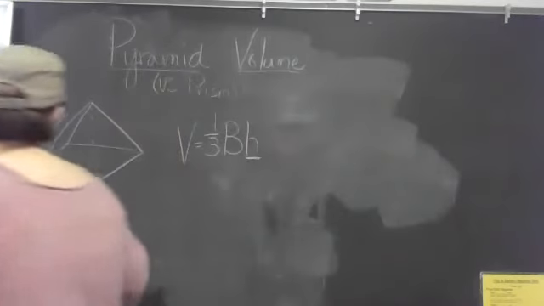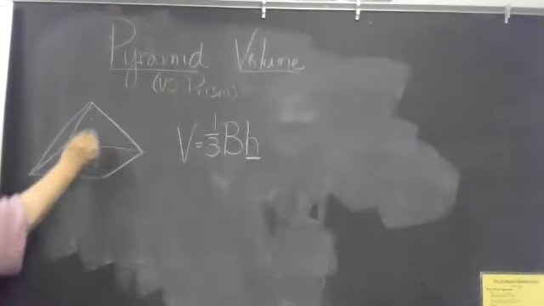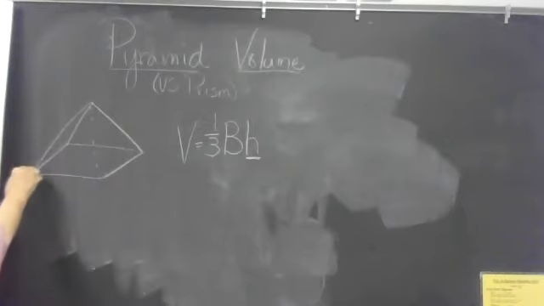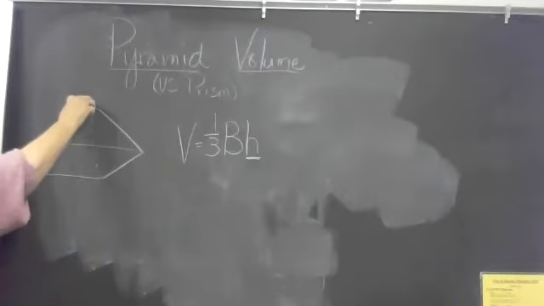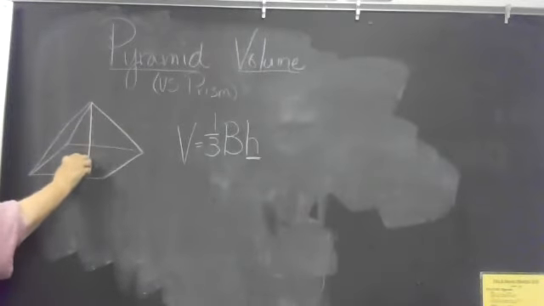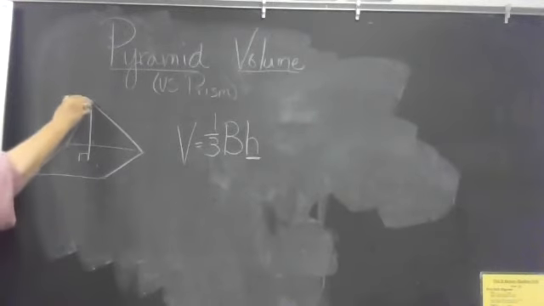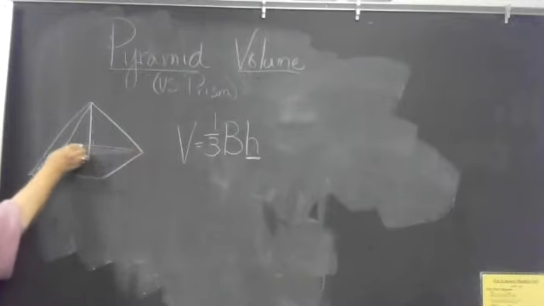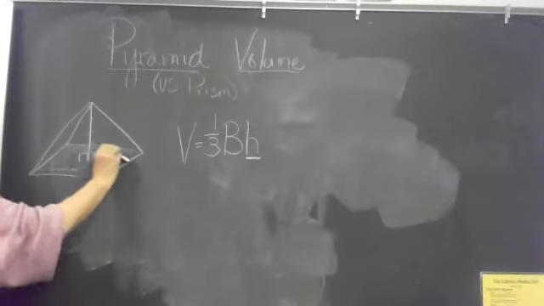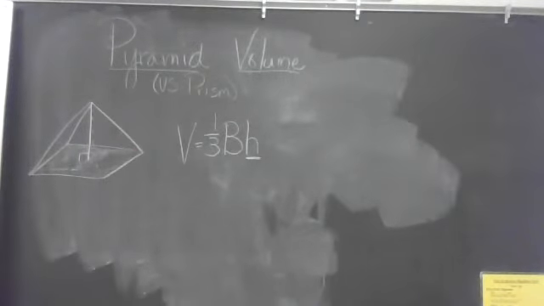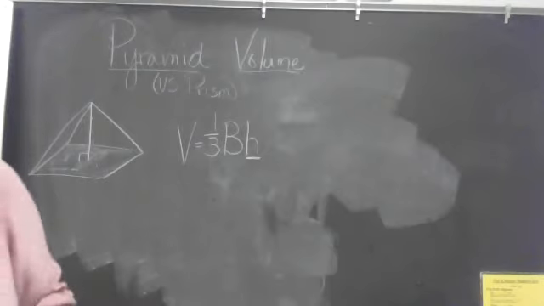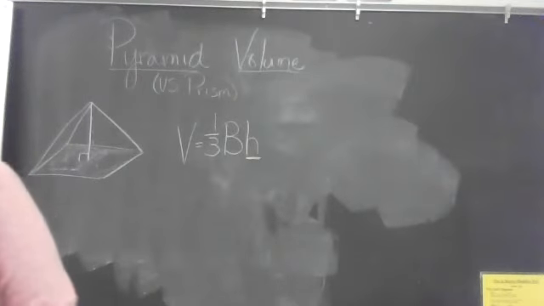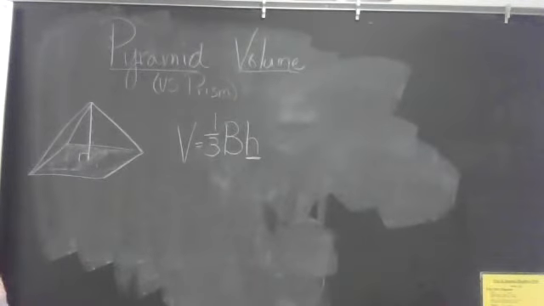So let me see if I can make that clear here. This is not the height. This is not the height. These are slant heights. This is the height. It has to come from the point and it's perpendicular to the base, which is right here. This is our base. Okay, the height has to be perpendicular to the base. So 1/3 base times height. Let me check this. Look underneath the volume of a pyramid, sure enough.